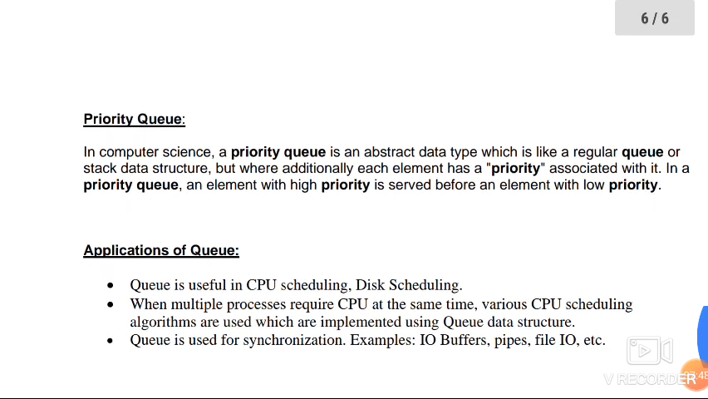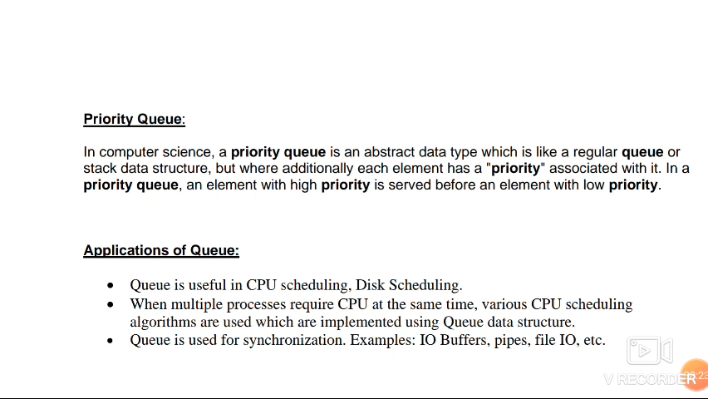The next type of queue is priority queue. Basically, in computer science, a priority queue is an ADT, which is exactly like a regular queue or stack data structure, but additionally, it has one more element which is known as priority, and elements get inserted and deleted by using priority.